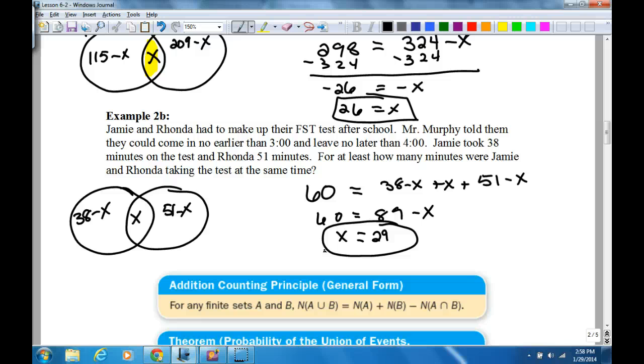Couldn't you just do 51 minus 38? No, because they're sharing some. You got to look at the total time. 38 plus 51, and then you have to minus it by 60. Well, 51 minus 38, you just got lucky there. Yeah, but sometimes it doesn't work.